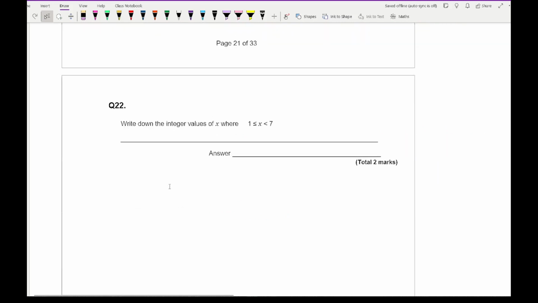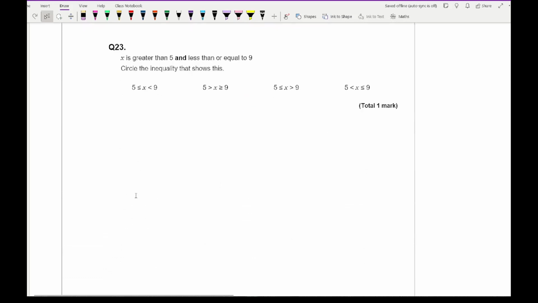The next question says write down the integer values of x where x is between those numbers. So if I write down all the numbers between these two numbers inclusive. Now if it's got a line underneath it, it means that you can include it. If it doesn't, you need to get rid of it. So I get rid of the 7. So it can be 1, 2, 3, 4, 5, 6. Moving on to question 23, it says x is greater than 5 and less than or equal to 9. Which inequality is this going to be? Well, it's going to be our last option.